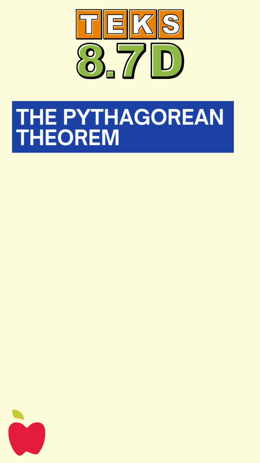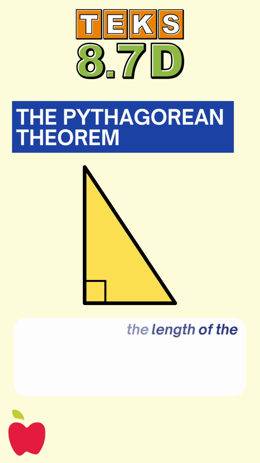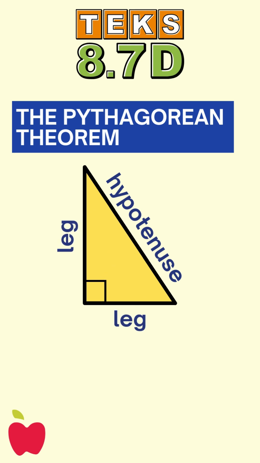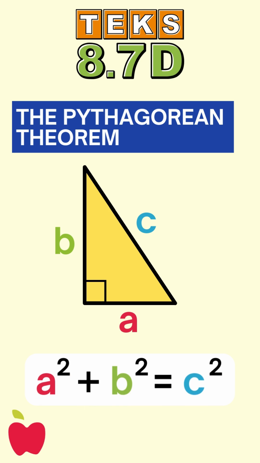First, let's quickly review the Pythagorean theorem. It applies to right triangles and states that the square of the length of the hypotenuse, the side opposite the right angle, is equal to the sum of the squares of the lengths of the other two sides, which are called the legs of the triangle. In formula form, a squared plus b squared equals c squared, where a and b are the legs of the triangle and c is the hypotenuse.